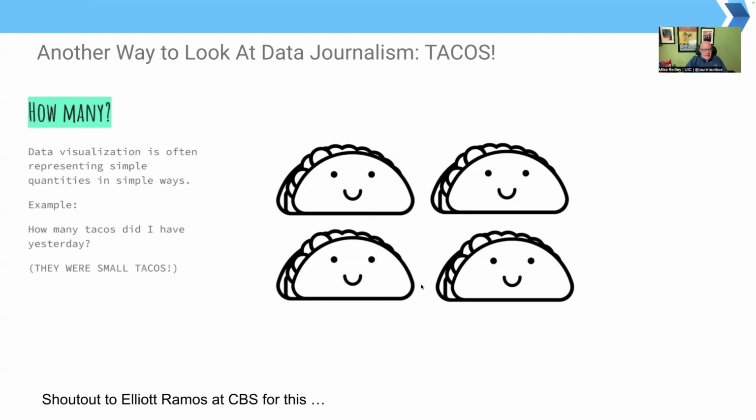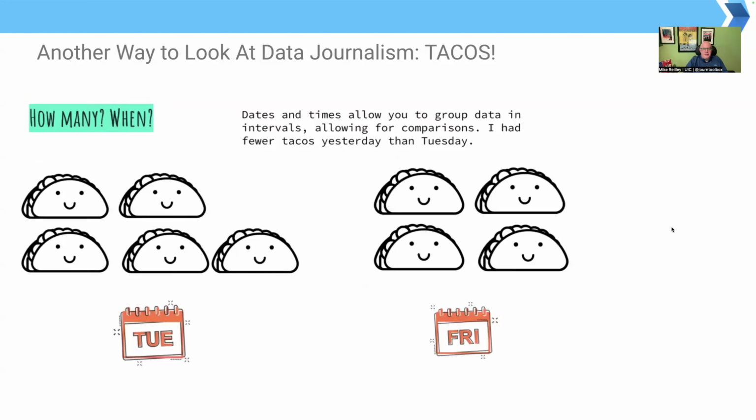Like, we'll start with this. How many tacos did I eat yesterday? I had four tacos, but hey, they were small. So they have a little smiley face. Then we group them. Well, not just how many tacos did I eat, but when did I eat them? I ate five on Tuesday and four on Friday. I was really hungry on Tuesday. So you can lay it out as a timeline.